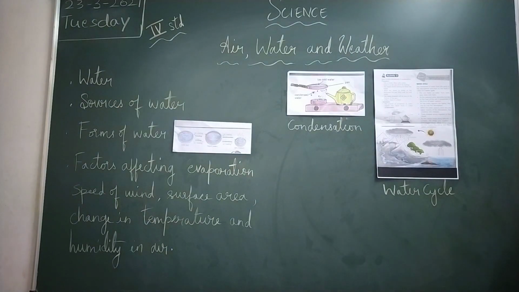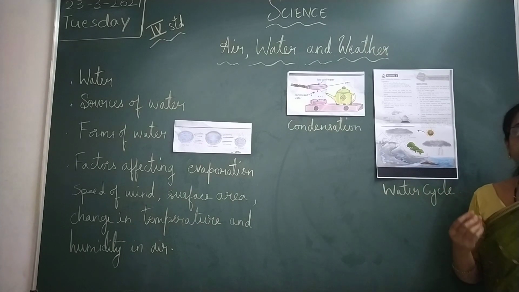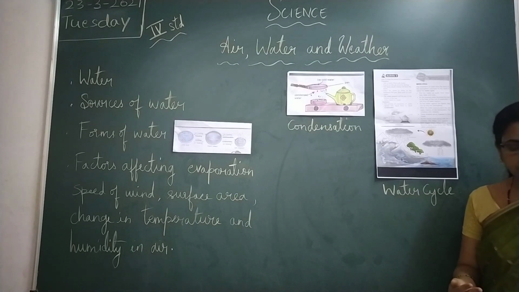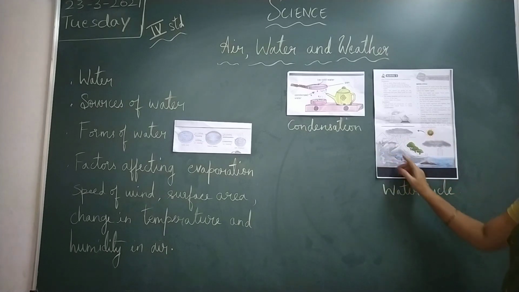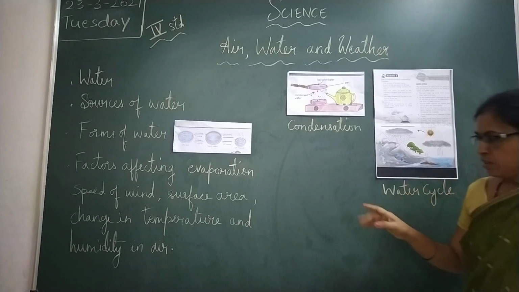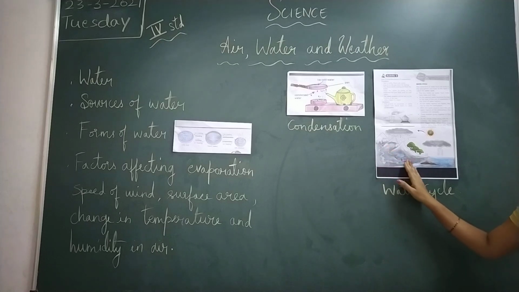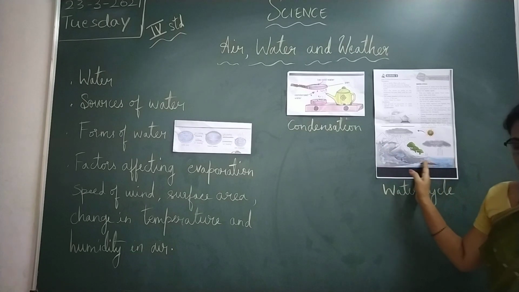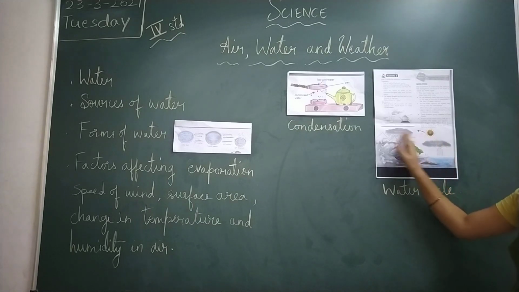And then, children, the rainwater gets collected in streams and rivers, which flow towards the sea. So the water cycle then begins all over again.